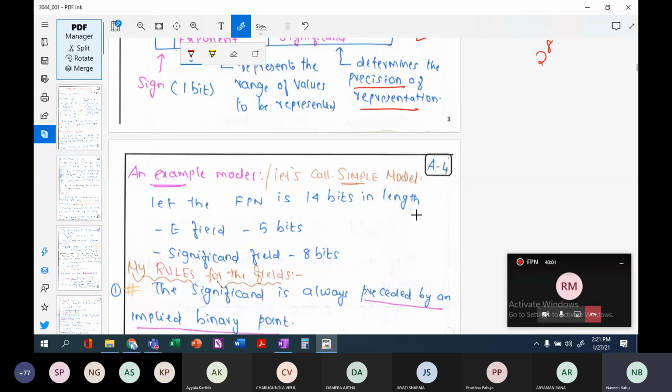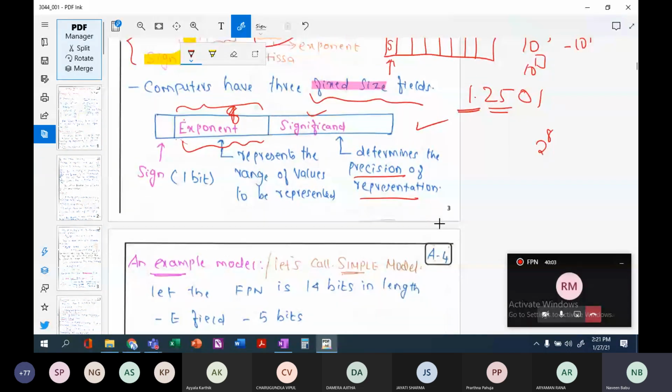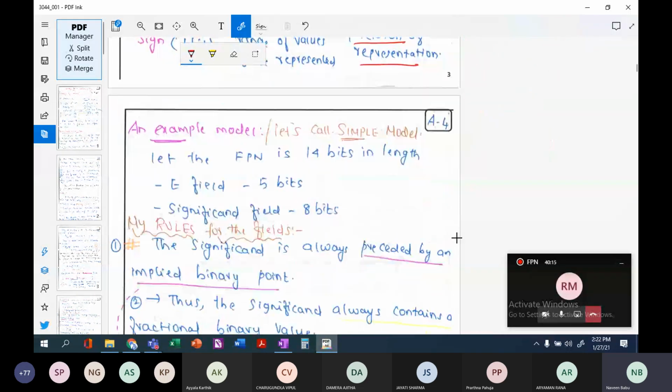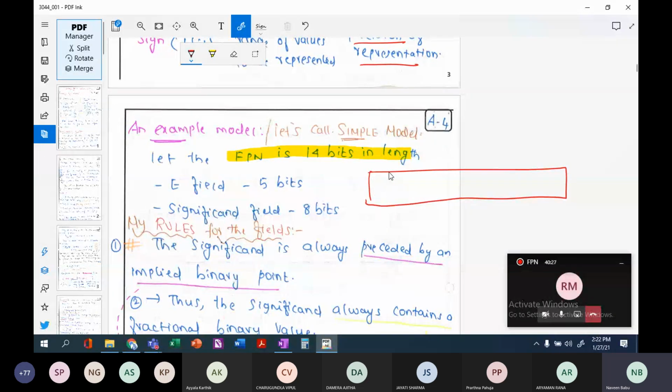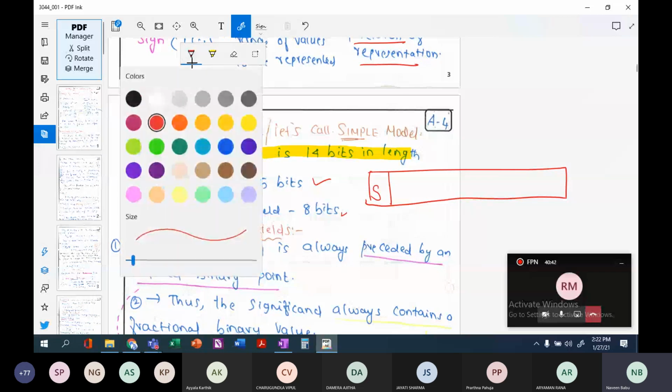Let us first take a simple model. What I mean by simple model is that I am going to take certain bit sizes for these fields. In this example, I'm going to take a floating point representation of 14 bits in length. It means that I will have 14 different fields. The first bit is going to be the sign bit, and then I divide the rest so that my exponent is represented as 5 bits and significand fields as 8 bits.